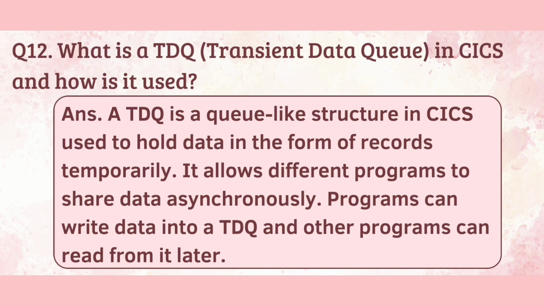Moving to question number 12. What is a TDQ, that is Transient Data Queue, in CICS, and how is it used? The answer is a TDQ is a queue-like structure in CICS used to hold data in the form of records temporarily. It allows different programs to share data asynchronously. Programs can write data into a TDQ and other programs can read from it later.